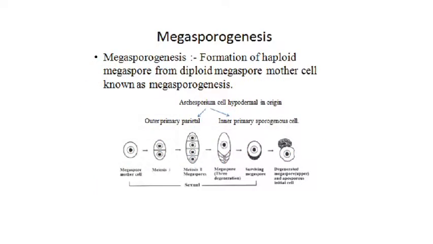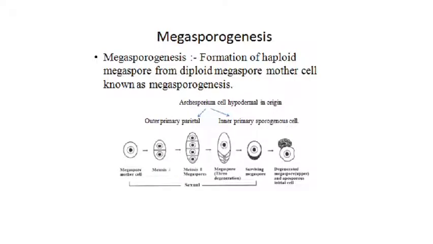Then we talk about megasporogenesis. So what is megasporogenesis? The formation of haploid megaspore from diploid megaspore mother cell is known as megasporogenesis. See in detail, the archisporium cell. Archisporium cell is hypodermal in origin. What is hypodermal in origin? The one cell of ovary wall with dense cytoplasm and prominent nucleus, that is the archisporium cell.